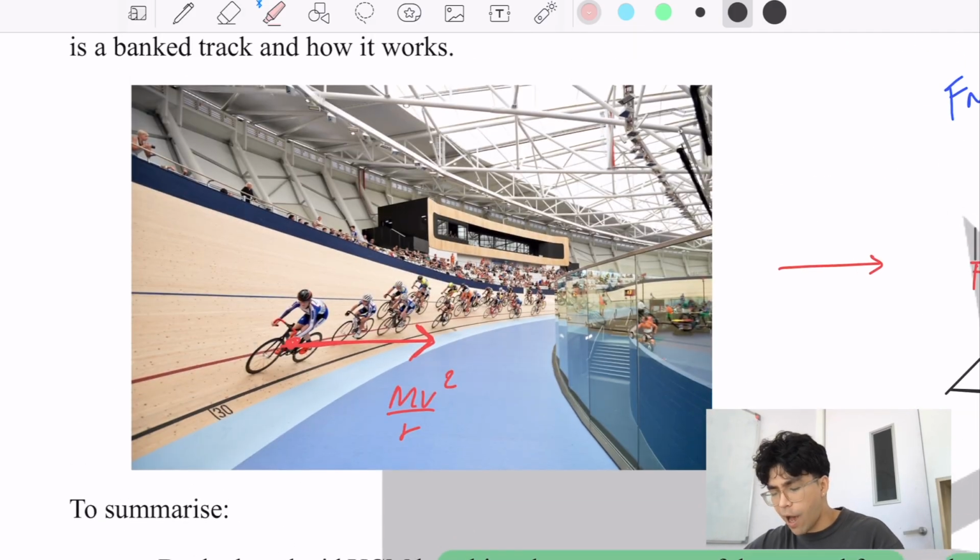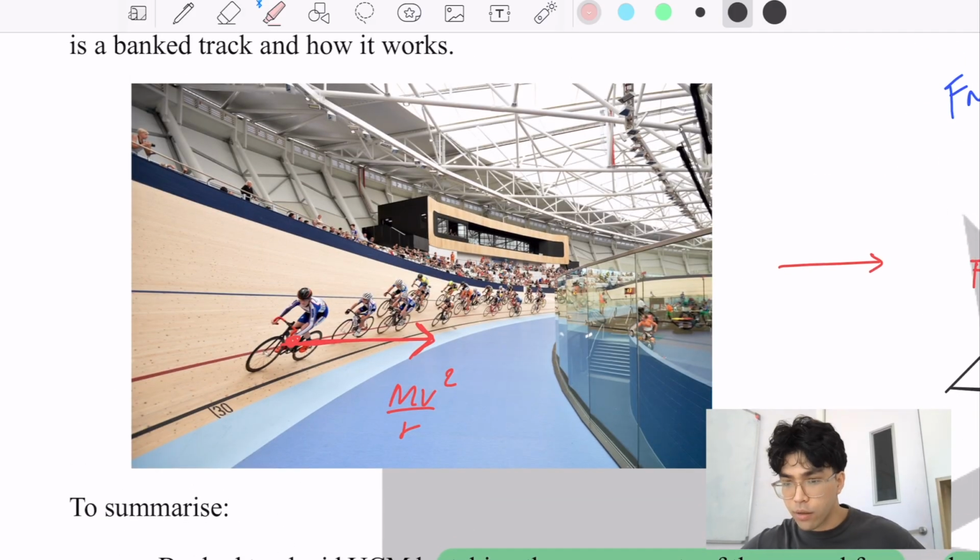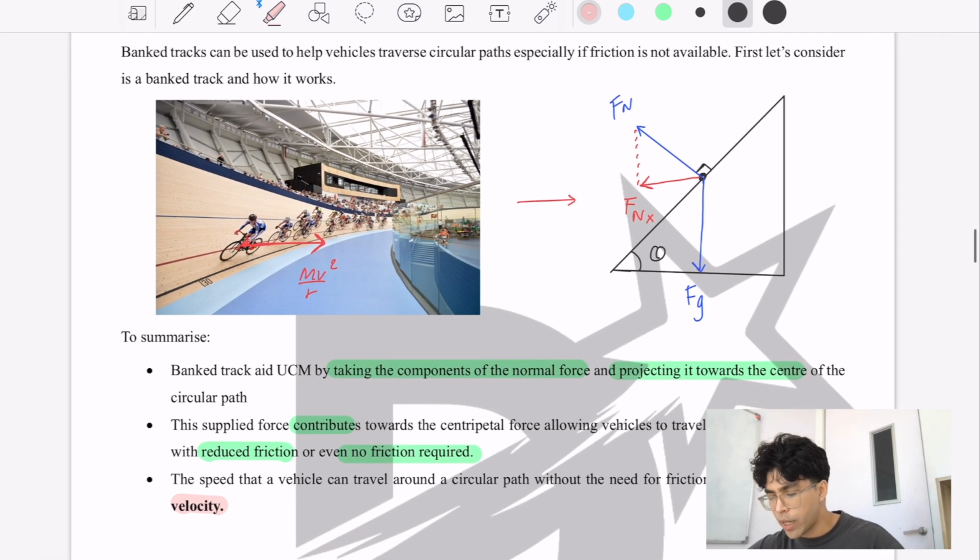So what is this ideal speed, right? How fast are these cyclists moving such that they don't need to turn their wheels? Okay, that's what we want to calculate. Now, what does that mean?